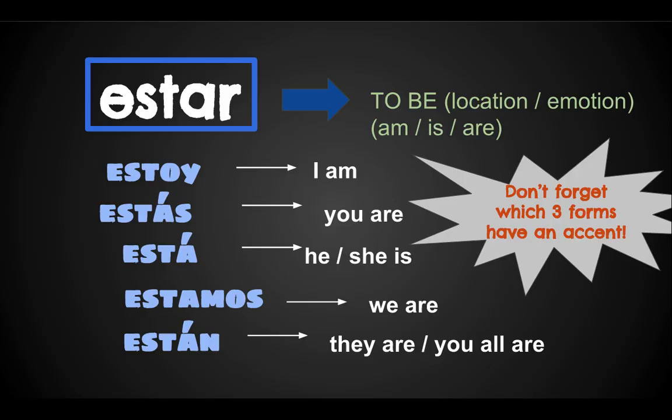Don't forget that 3 of these forms have to have an accent. It's important to put the accent or it changes what the word means. So there's 1, 2, 3 that have to have an accent.